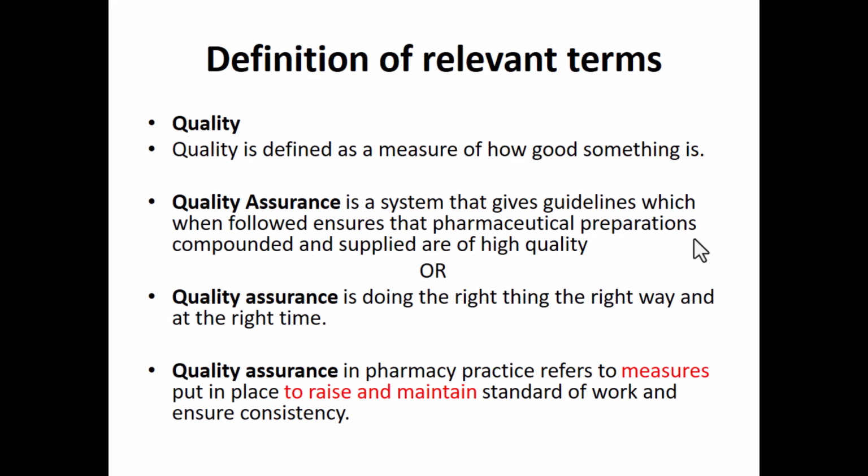Okay, so we are starting with our first objective, and that is the definition of relevant terms. These are the different terms that we are going to encounter. One of them is quality. What is quality? Quality is defined as a measure of how good something is. When you go to a grocery store, maybe you look at how fresh the fruits are, in case you're buying fruits. You can consider the freshness and the appearance of the fruits, and classify them as good quality fruits.